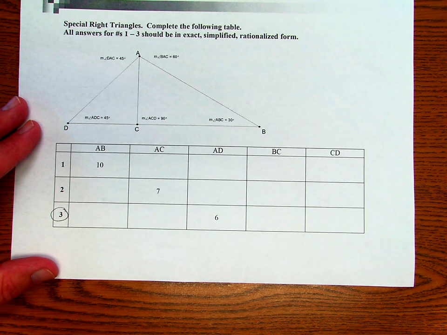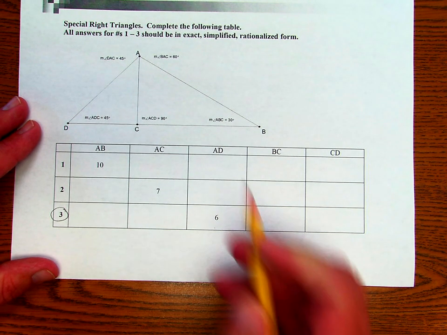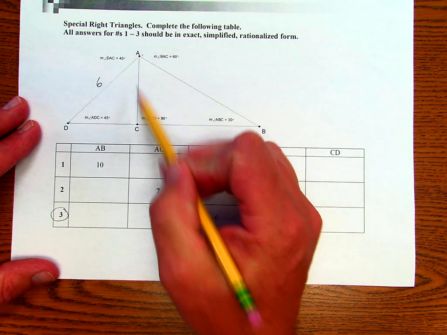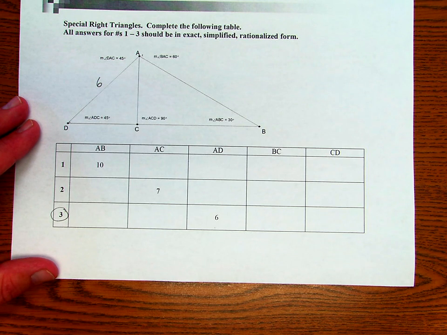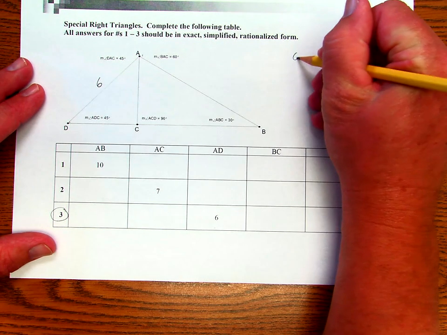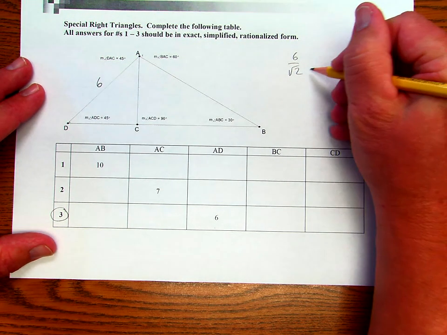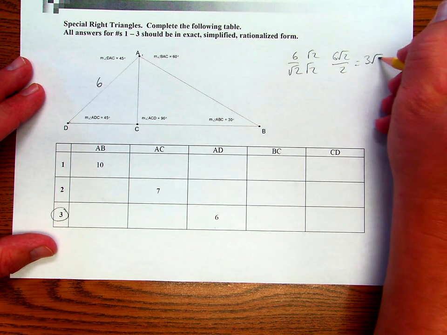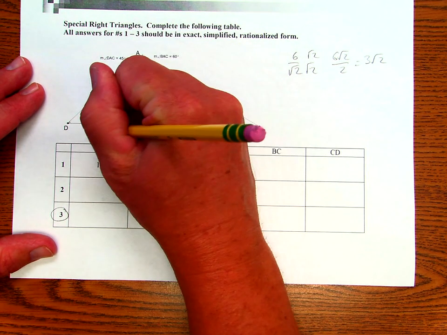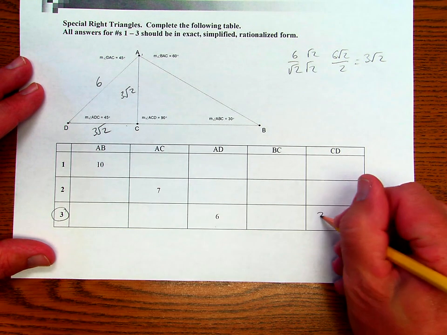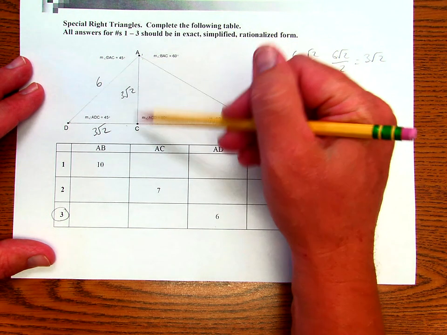All right, for number 3, they're telling us that AD is 6. That's the hypotenuse of the 45, 45, 90 on the left. If we know the hypotenuse of a 45, 45, 90, we divide by root 2 to get these two sides. So 6 over root 2. Rationalize that, and it's 3 root 2. So filling in our table, CD is 3 root 2. AC is 3 root 2.